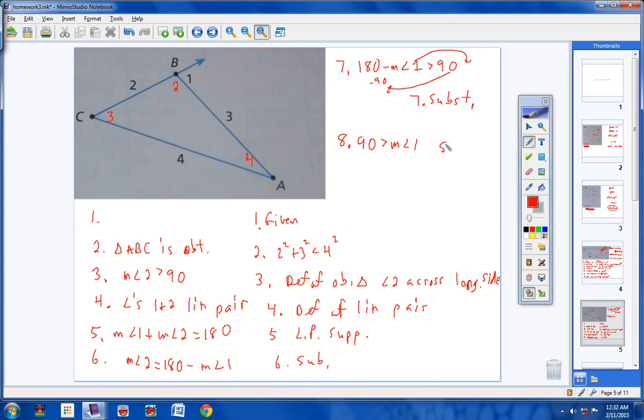Of course, the reasons would be addition and subtraction. I actually did both. I added and subtracted. I brought the 90 over, made it negative, as subtraction. I brought the negative angle 1 over and made it positive. That's addition. Okay, that's fine.